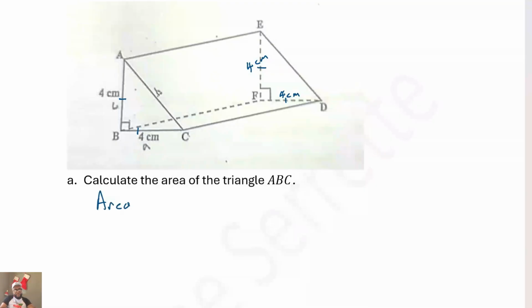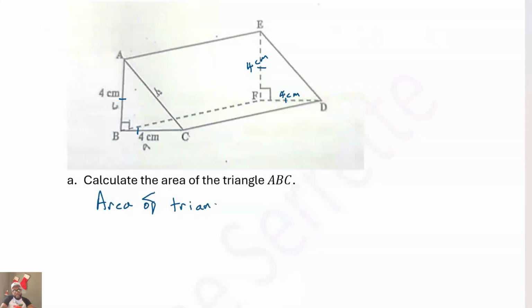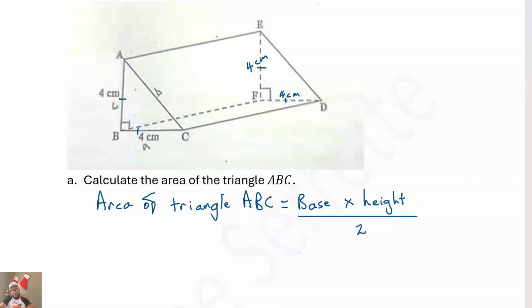So give me the formula. Area of triangle ABC is base by height over 2. Excellent. Triangle ABC is just the dimensions of the triangle, right? When I say triangle ABC, it just means A to B to C. That's the triangle. And this will be equal to base multiplied by height all over 2. All right? So what was the base here?